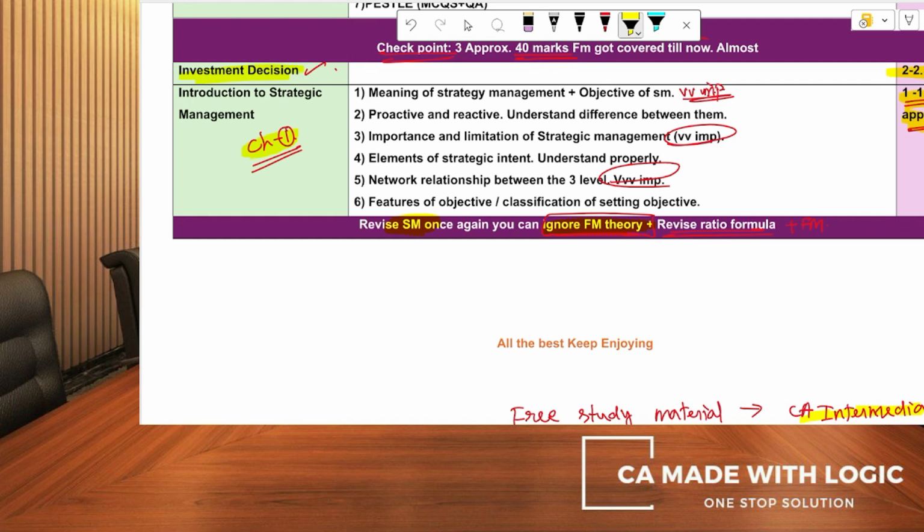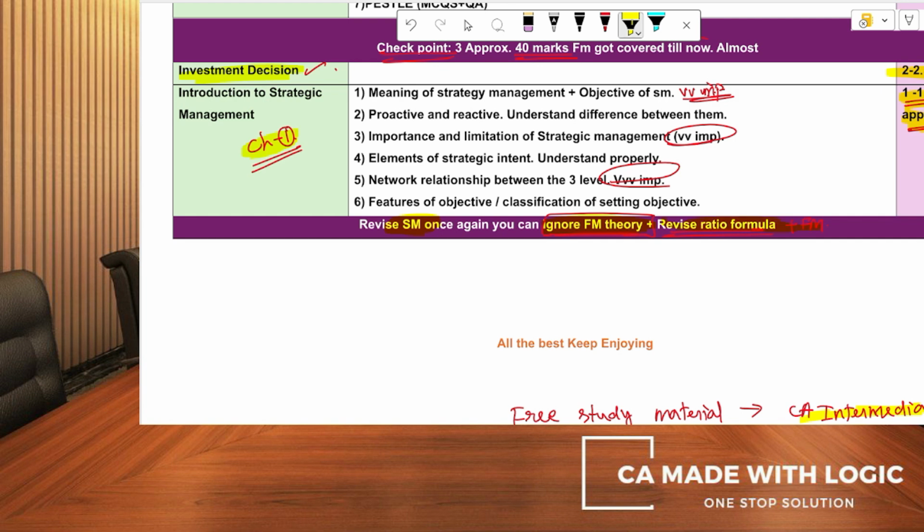It is not required, because I personally feel that SM is already 100% theoretical, and if you also include FM theory, then you might get some confusion while writing your examination. That's why I've written it over here. This is only recommended if you are very strong in your practical FM. If you are very weak in your practical FM, then definitely you should not ignore FM theory.